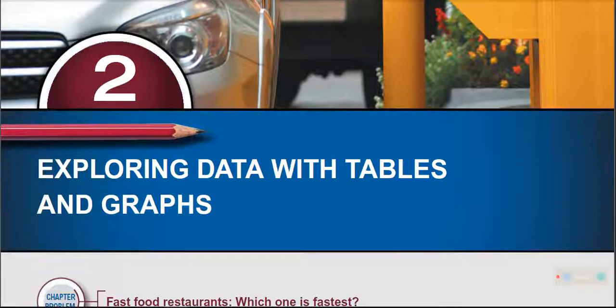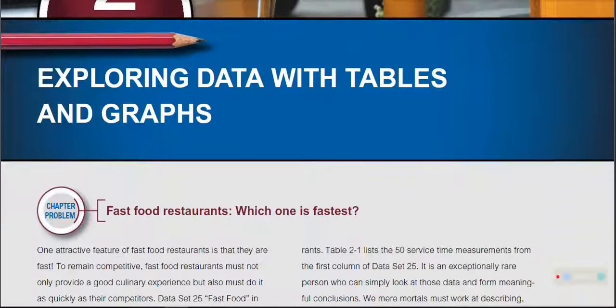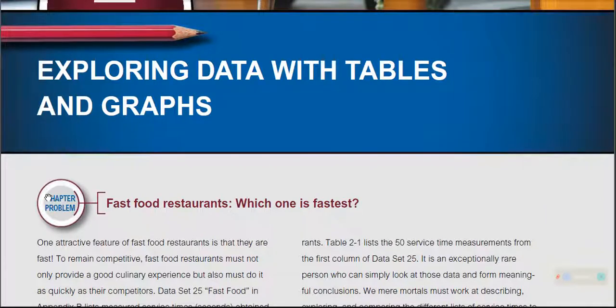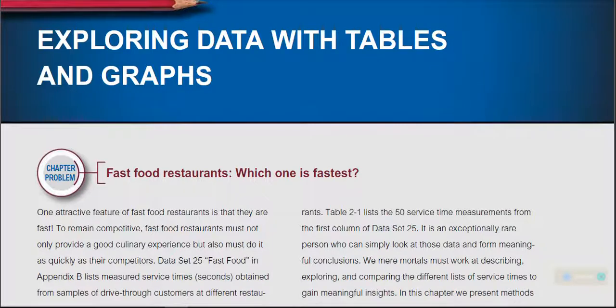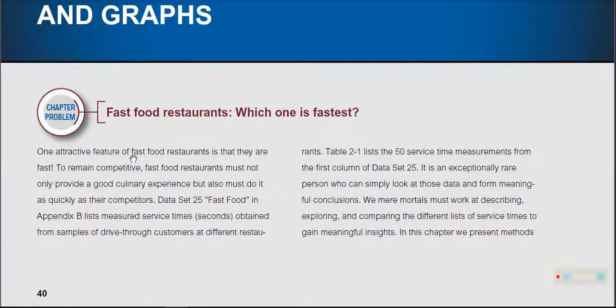So we are going to start this chapter by citing this chapter problem: fast food restaurants, which one is fastest? One attractive feature of fast food restaurants is that they are just fast. To remain competitive, fast food restaurants must not only provide a good culinary experience but also must do it as quickly as their competitors. So we have a data set.